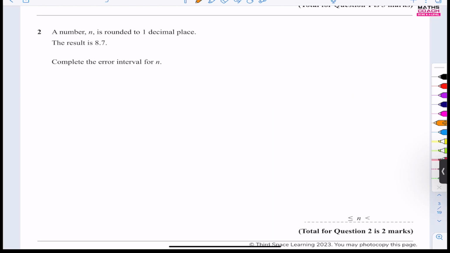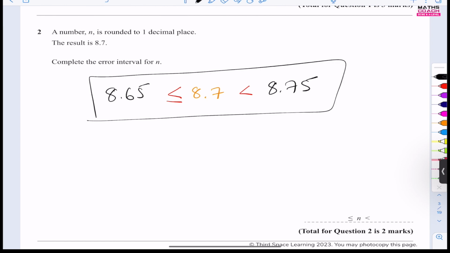Question number 2. A number n is rounded to one decimal place. The result is 8.7. Complete the error interval for n. So what do we do with these questions? We put our 8.7 in the middle, and then we write down our inequality signs. So on the right hand side, we write just a less than, and on the left hand side, we write a greater than or equal to. So what will be our upper bound? Our upper bound would be 8.75, and our lower bound would be 8.65. So there I have completed the error interval.